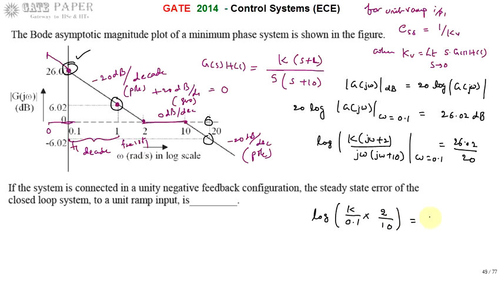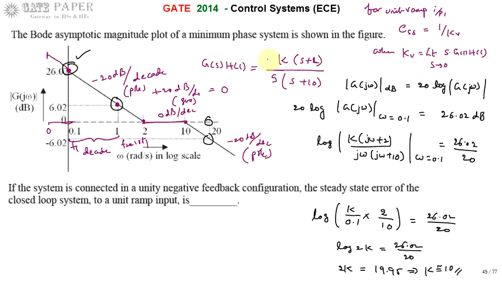The magnitude is equal to 26.02 divided by 20. Now take the anti-logarithm. 0.1 into 10 is 1, so this is log 2K equal to 26.02 divided by 20, and 2K is equal to the antilog. After simplification you are going to get 2K equal to 19.95, which gives K approximately equal to 10. So the K value is 10.